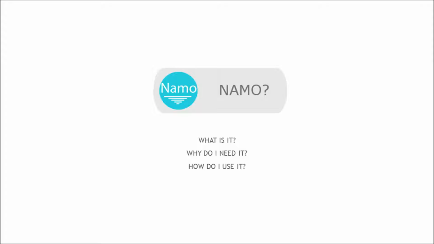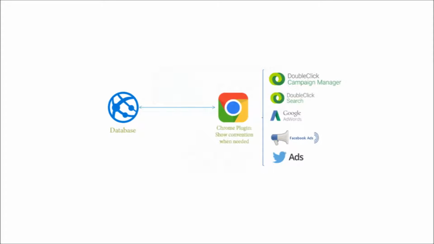So there's two parts to Namo. Firstly is the Chrome plugin that you'll see later on in the video, and you can configure it to appear in any of those sites and even more sites. And there's also the database, which holds all the data that is shown on the plugins itself. So this whole system is what Namo is, and it's an easy solution, as you'll see, to managing naming conventions.